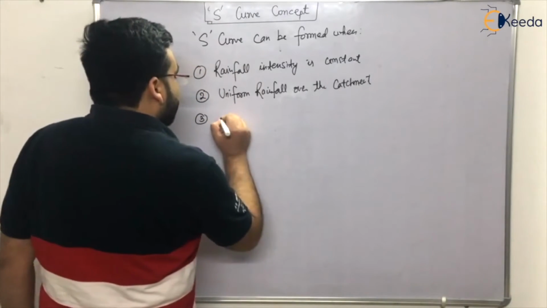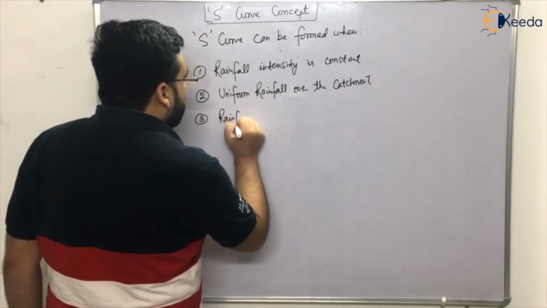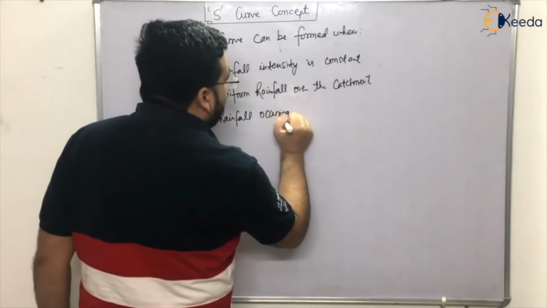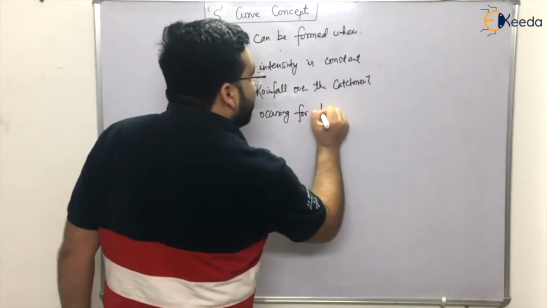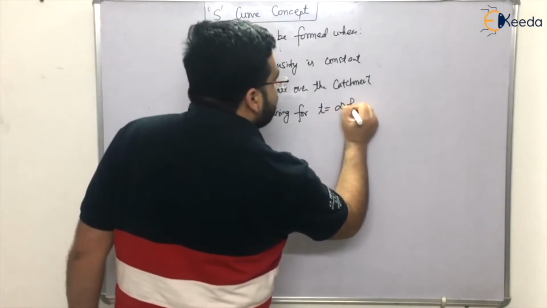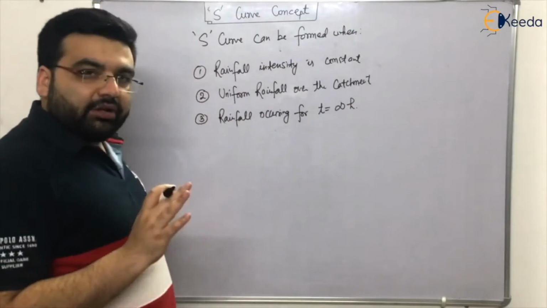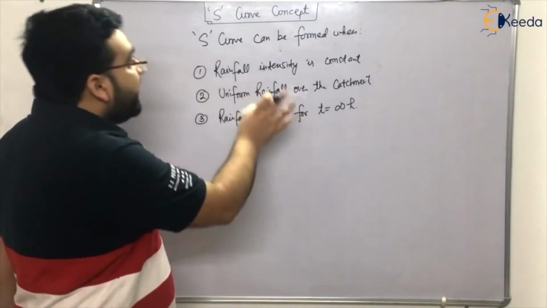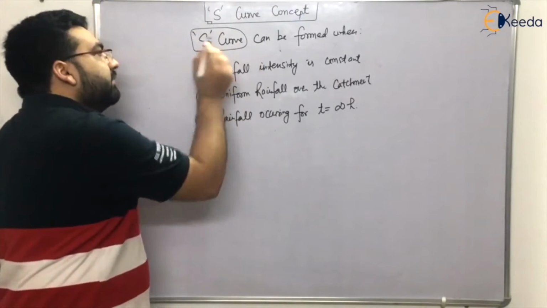it means that rainfall is occurring for T equals infinite hours. It means that it is continuously happening for 1 day, for 2 days, for 3 days. You don't even know, right? So then only you can form an S-curve.